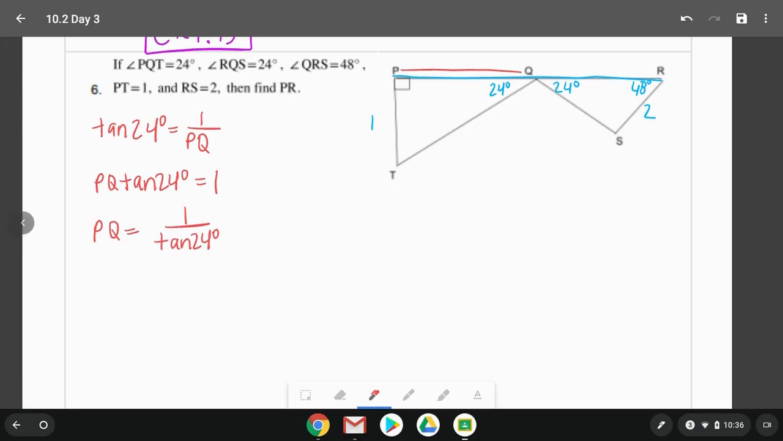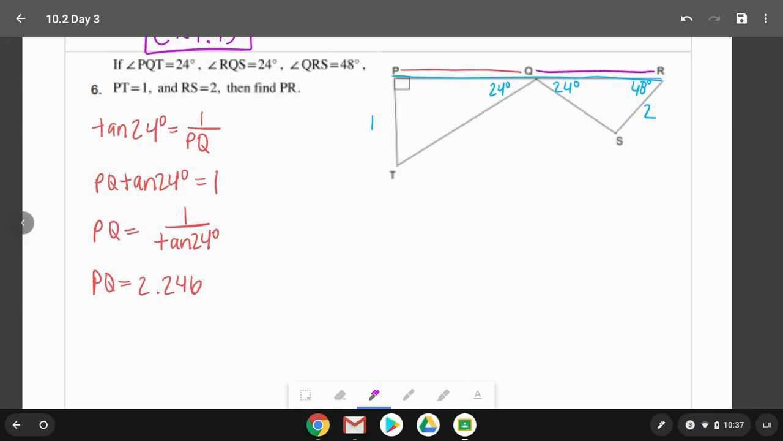And so when I plug this into my calculator, we should get that PQ is approximately 2.246 units, let's go to 3 decimal points. Okay, so we found PQ. Now let's go through and find QR.